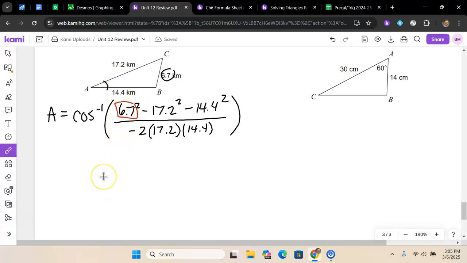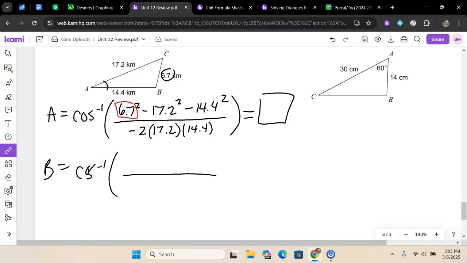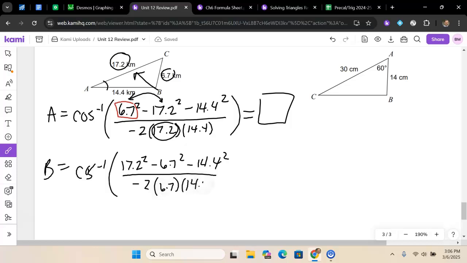And then whatever that gives me for angle A, I've got that. And then to find angle B, I'm going to do the exact same thing, except now I'm going to use side length B as my first value here. So that's going to be 17.2 squared. I'm essentially just switching these places. This is going to be 6.7 squared. This is going to be 14.4 squared. And then down here, I've got to remember to also replace this with the 6.7. And I've got 14.4. And then that's going to give me that answer.